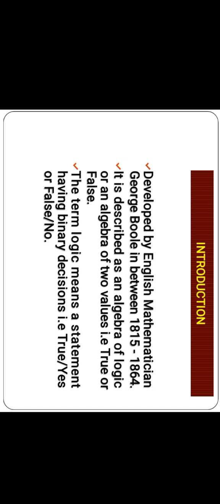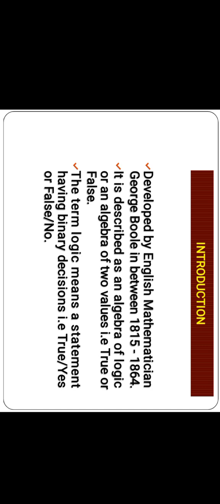Next term is complement. A complement of a variable is represented by a bar over the letter. For example, the complement of a variable a will be denoted by a bar. So, if a equal to 1, a bar equal to 0, and if a equal to 0, a bar equal to 1. Sometimes a prime symbol is used to denote the complement. For example, the complement of a can be written as a prime.